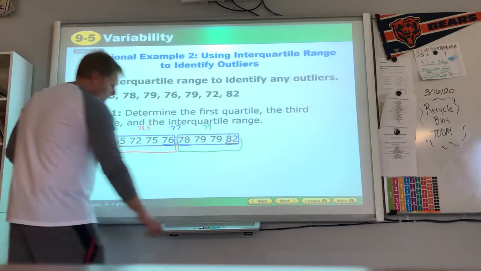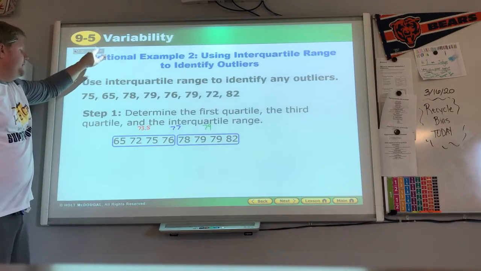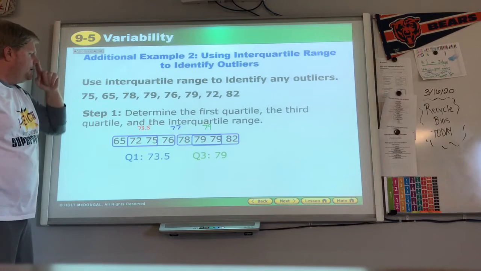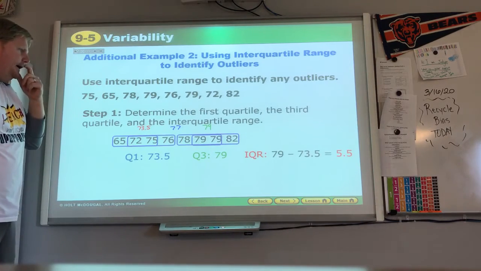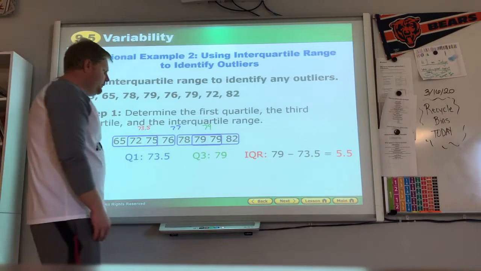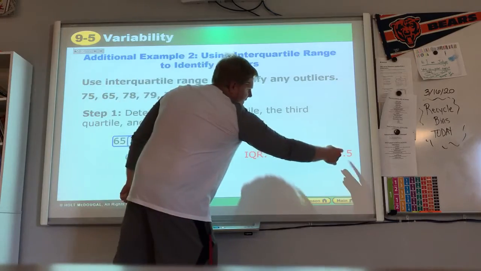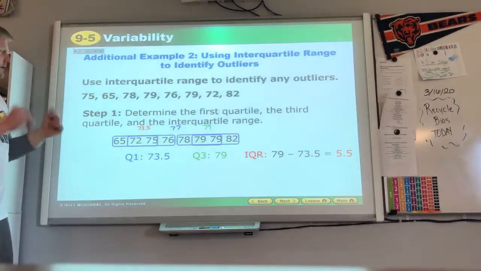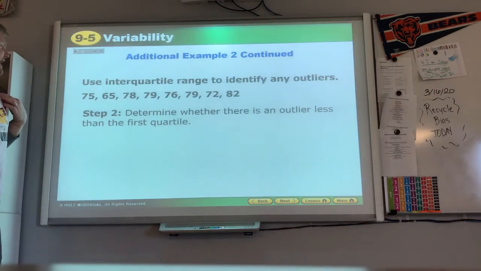Okay. They identify the two halves. All right. Then they find the medians. Quartile 1, 73.5. Quartile 2, 79. All right. There's an interquartile range. So to get from here to here, there's 5.5 in between. Subtracting them shows us the difference between them. All right. Determine whether there is an outlier less than the first quartile.